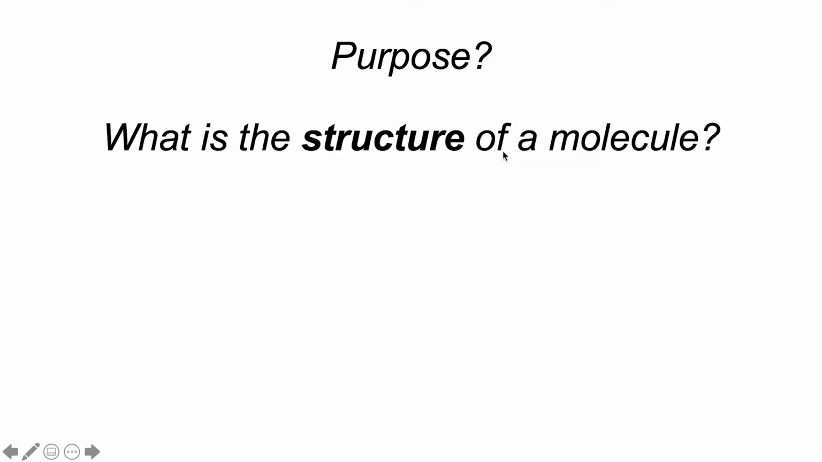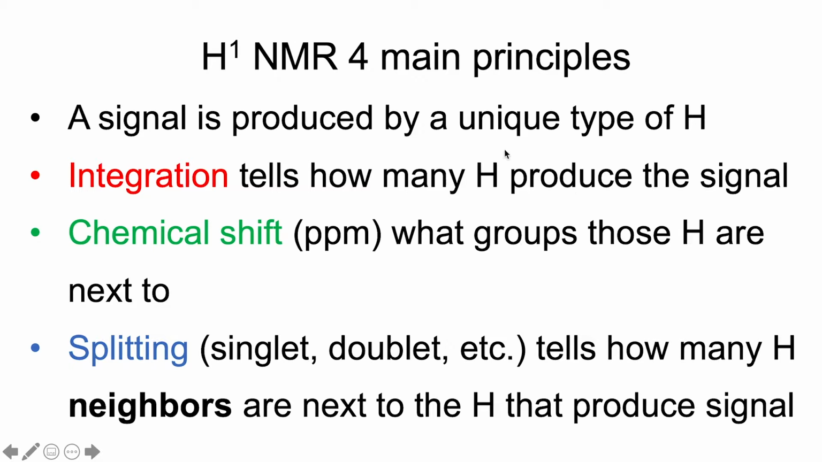The purpose is to decipher the structure of a molecule, so the arrangement of the bonds and the atoms in a molecule. Okay. There are four main principles that you need to understand in order to basically problem solve any NMR problem. The first principle is that a signal, so a signal is the peak you might see in a spectra, is produced by a unique type of hydrogen. So depending on how many types of hydrogen you have, that will influence how many signals you have, and it's a 1-to-1 ratio. So we'll go into more detail about each of these in the following slides.